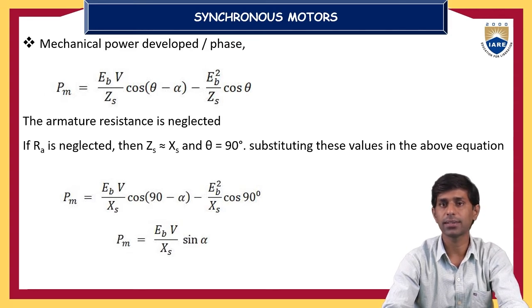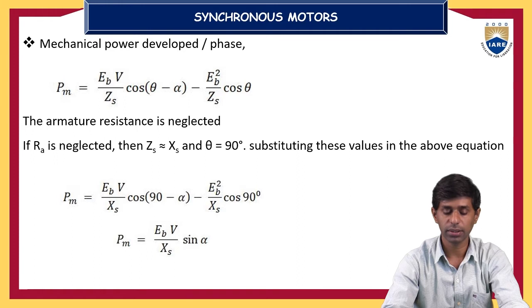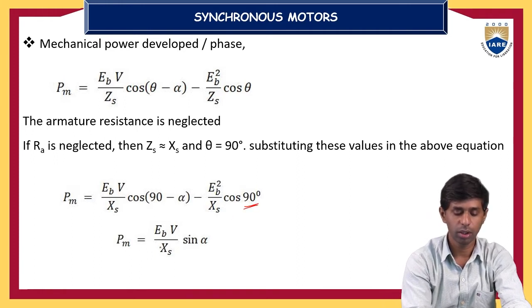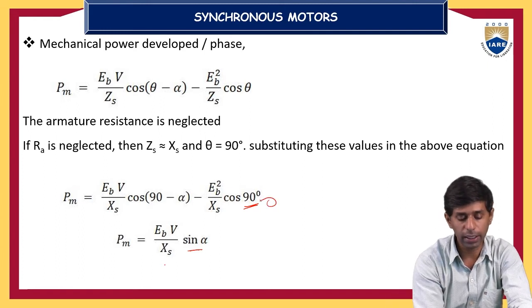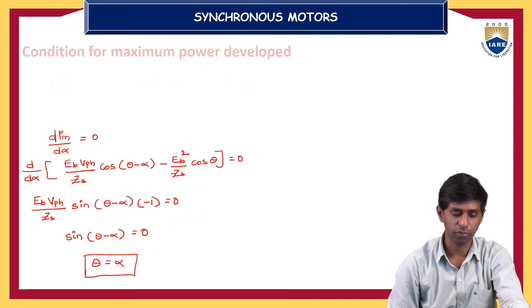The armature resistance is neglected. So if the armature resistance is neglected, your impedance becomes the synchronous reactance and the internal angle theta becomes 90 degrees. Substituting these in the above equation, we get mechanical power developed is equal to EBV by Xs cos(90 minus alpha) minus EB square by Xs cos 90, with theta again 90 degrees. So Pm is equal to EBV by Xs sin alpha, and the second term is 0. So mechanical power developed is equal to EBV by Xs sin alpha.